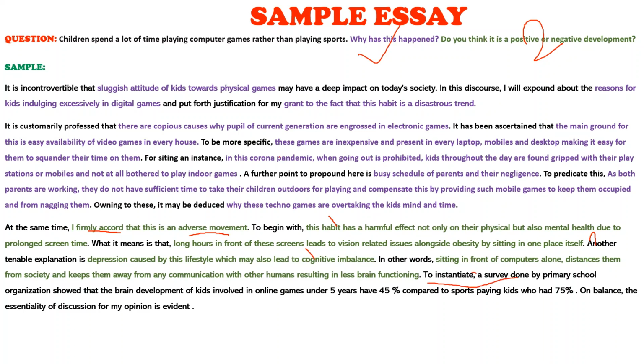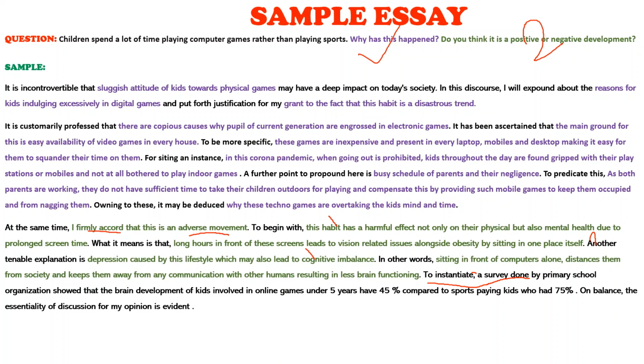To instantiate example, I have given a survey. As you can see, whenever you give survey or evidence, do not write names of data, specific data. If that is not true, you will not get a task achievement mark. So I have said a survey done by primary school organization. It can be any, I do not know. So I am giving a general thing, general idea. So you can give a generalized evidence or example, but do not give specific if you're not sure about it.